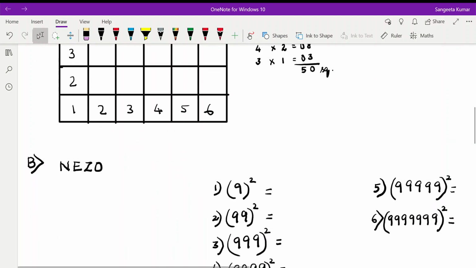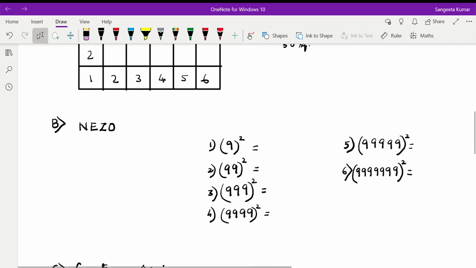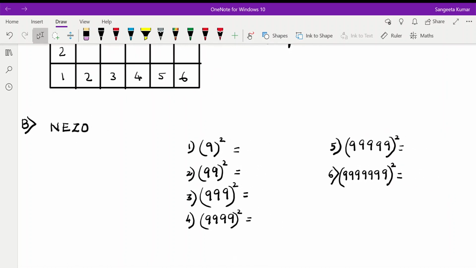Now the next trick, finding the squares of repeated nines. As you can see, we follow a concept of NEZO. Now what is this concept? Here N stands for the number 9, E stands for 8, Z stands for the number 0, and O stands for number 1. Now this concept we are going to apply here in finding out the squares of repeated nines.